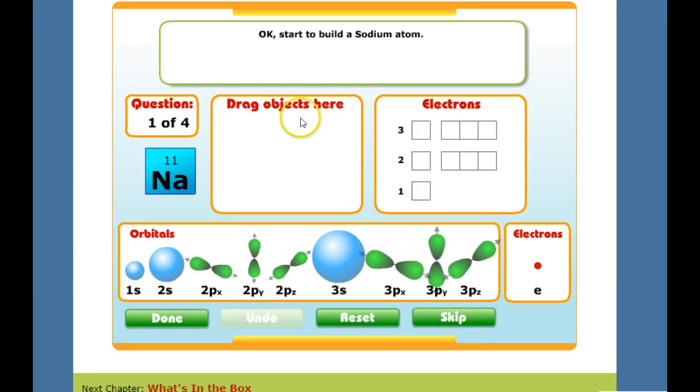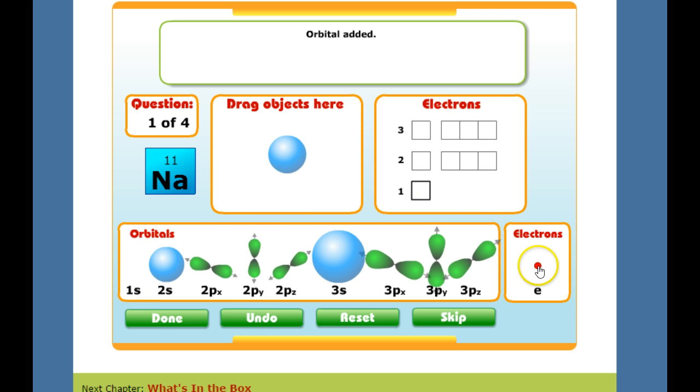Sorry. Alright, you're going to build a sodium atom. And remember, you're building it from the bottom. So, 1s, and 1s holds 2 electrons. Notice your orbital diagram being filled over there. Next comes 2s, and it's 2 electrons.